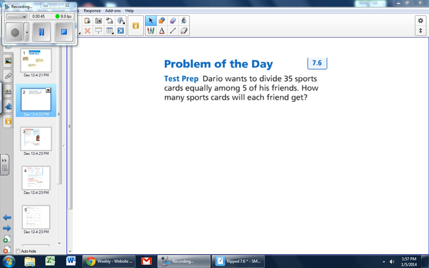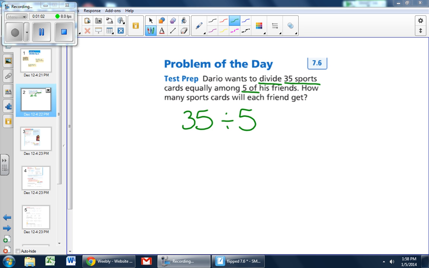Warming up our brain, problem of the day, test prep. Dario wants to divide 35 sports cards equally among 5 of his friends. How many sports cards will each friend get? So you're going to do 35 divided by 5. Decide which one of those strategies you would like to work with today and how you are going to solve that problem. Don't forget to label.